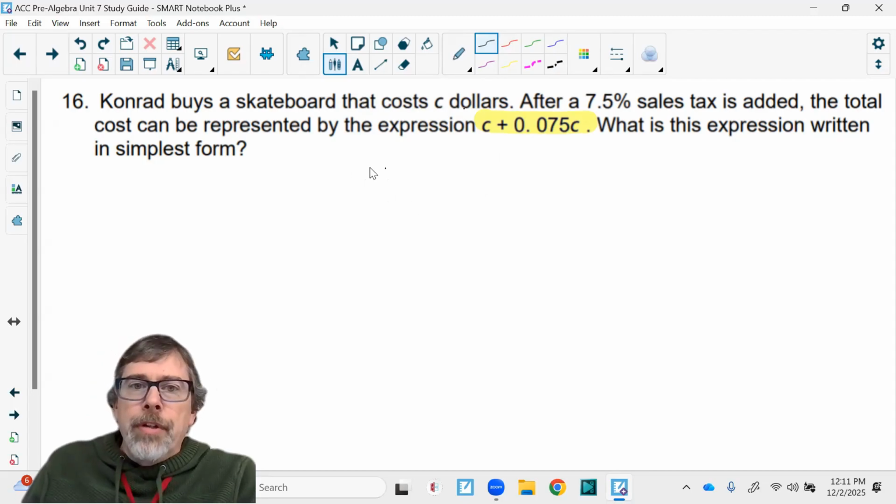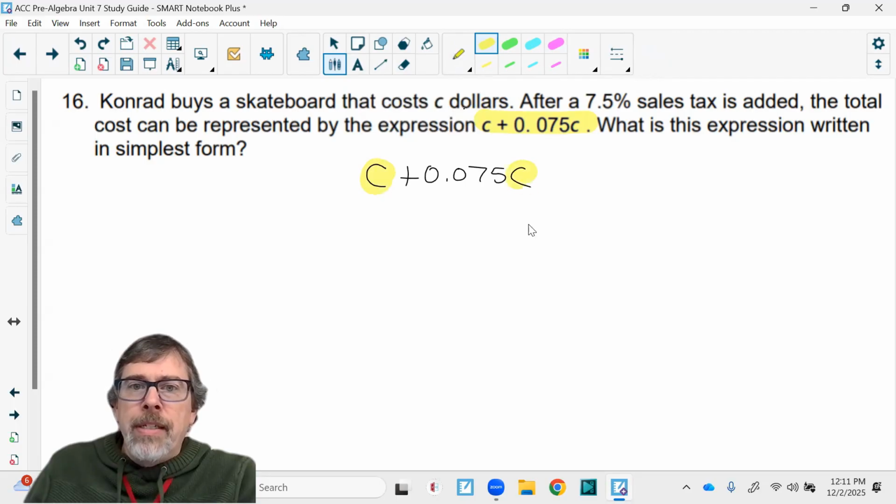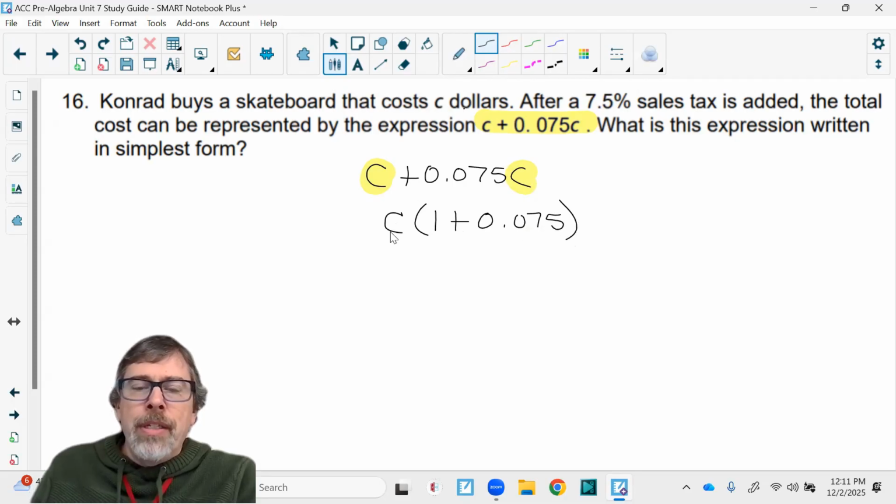Okay, so I'm going to rewrite this, C plus 0.075C. Notice I have a C in common in both of these. I'm going to highlight that. There's a C in both terms, so I can factor out a C. And C times what is C? Well, that's 1 plus 0.075. So it's 1 plus 0.075 with C on the outside.